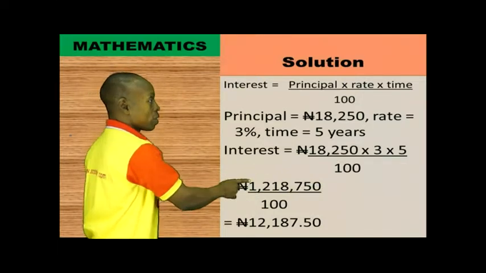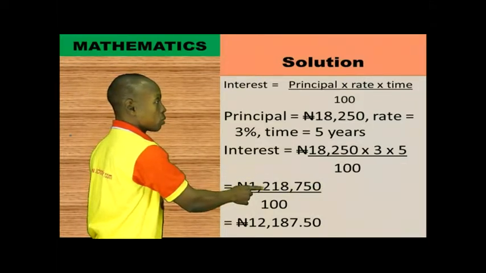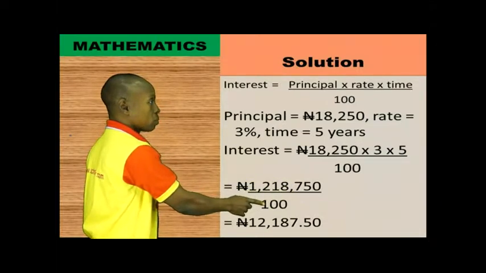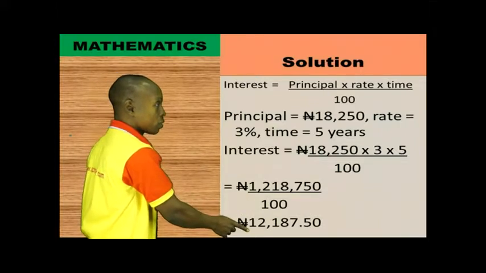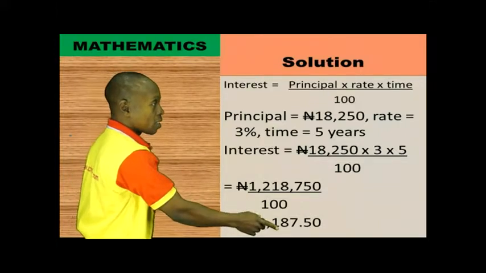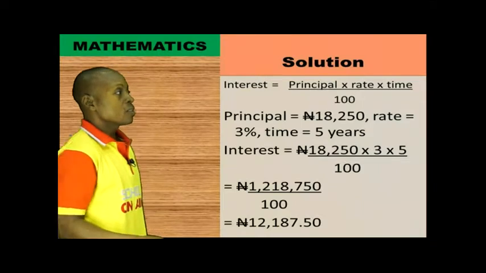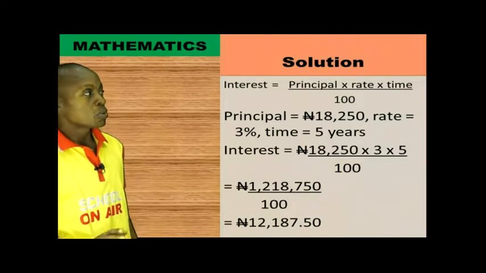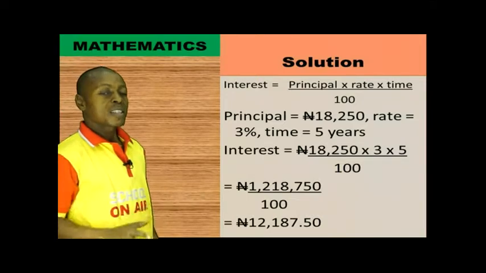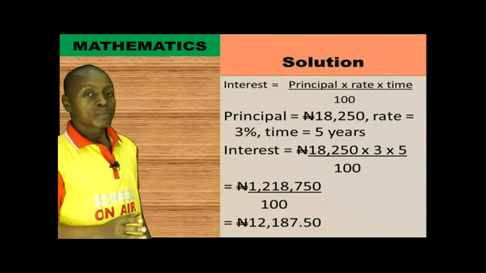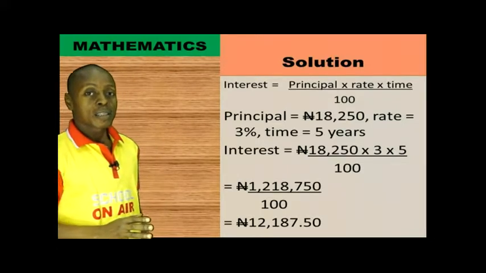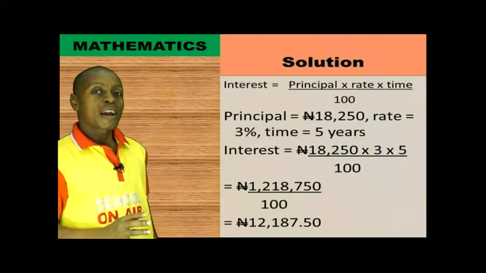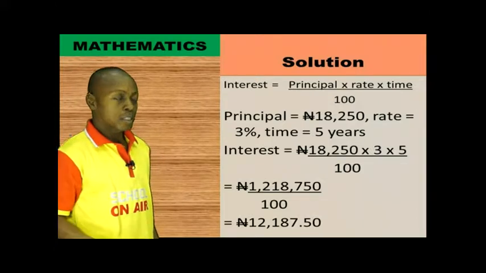If you multiply, what do you have at the numerator? You have 1,218,750 naira all over 100. And when you divide by 100, you have 12,187 naira 50 kobo as the interest. Very simple. I've gotten the interest. The interest on 18,250 naira at the rate of 3% in 5 years is 12,187 naira 50 kobo. That's the interest you have on it.